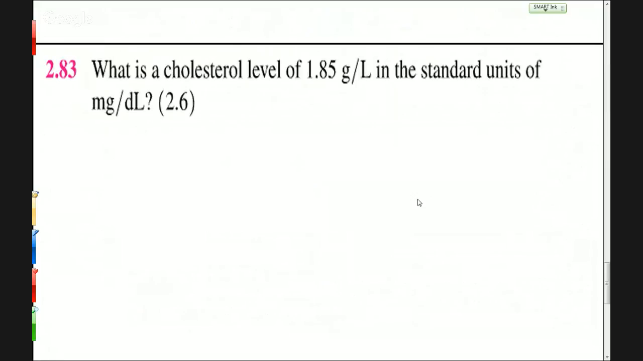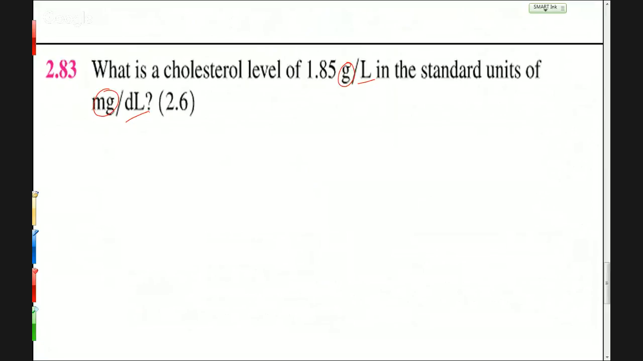What is a cholesterol level of 1.85 grams per liter in the standard units of milligrams per deciliter? For whatever reason, somebody came up with this, the standard units for this measurement should be milligrams per deciliter. We didn't even talk about deciliters, but we can look it up. So we'll need to know a couple things for this one. We've got grams and milligrams on the top, and then we've got liters and deciliters on the bottom.